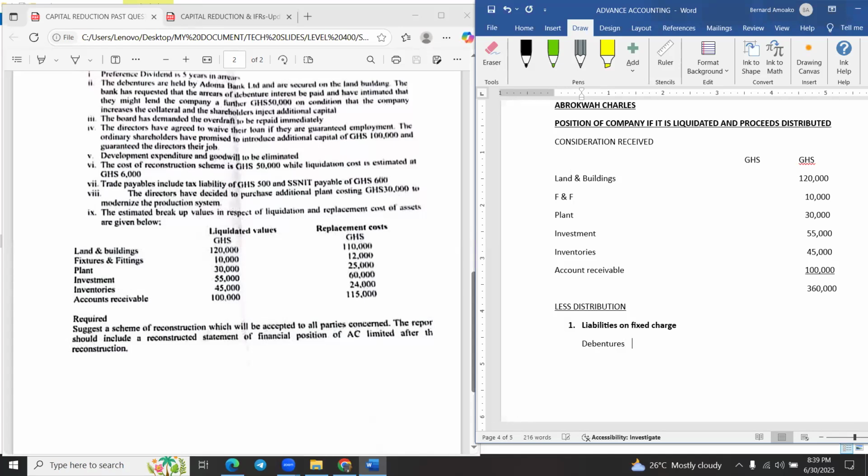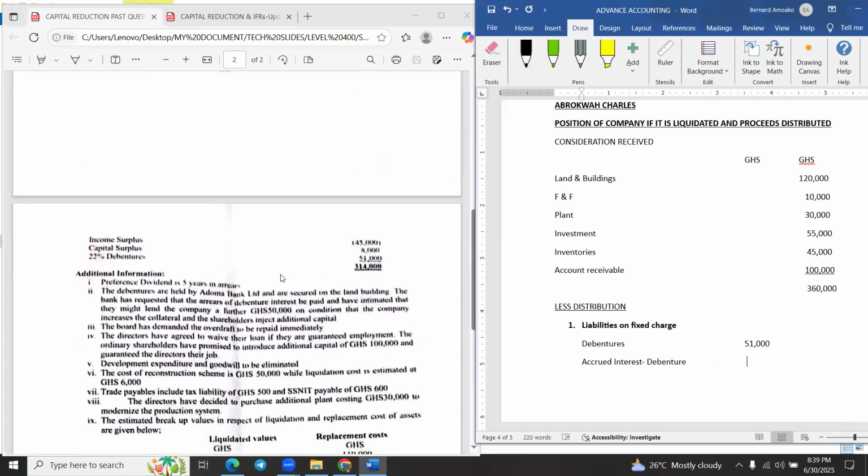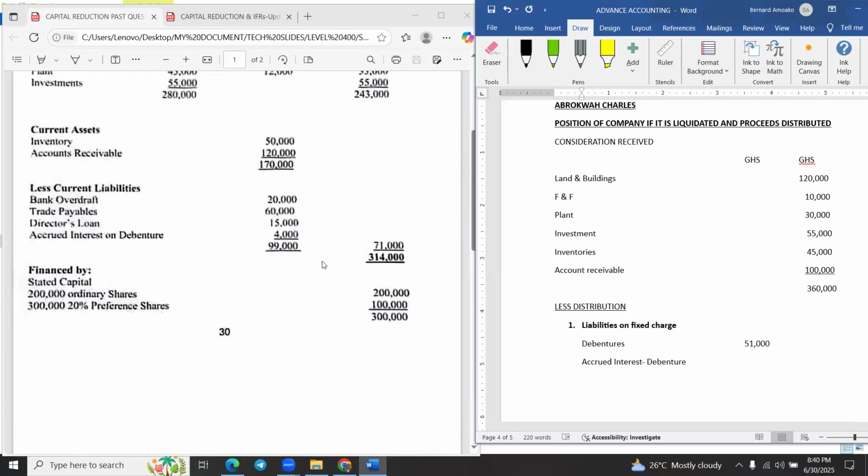Debentures. It was 51,000, if I'm not mistaken. Yes, 51. And then the next thing under the debenture was accrued interest on debenture. According to our balance sheet, that was 4,000. Now, once you are done, this is for the first one.